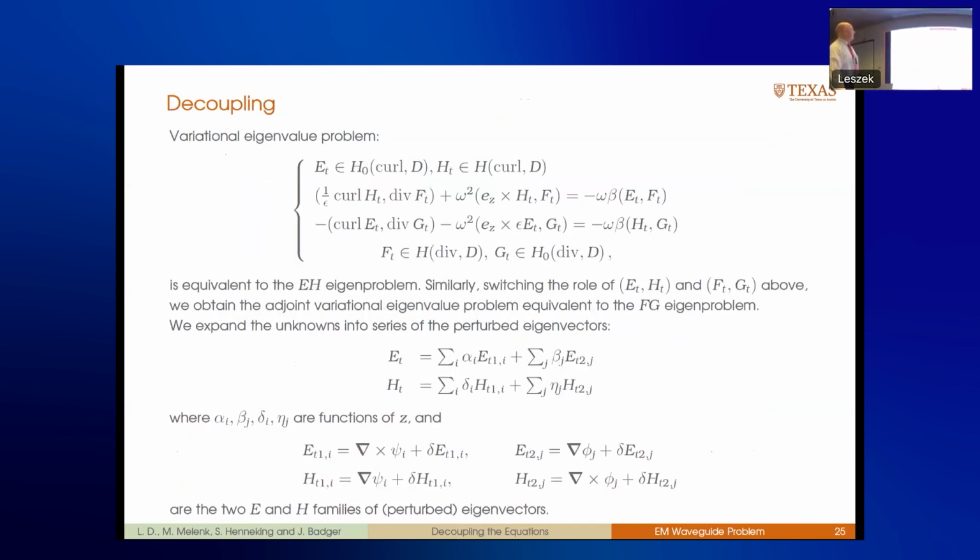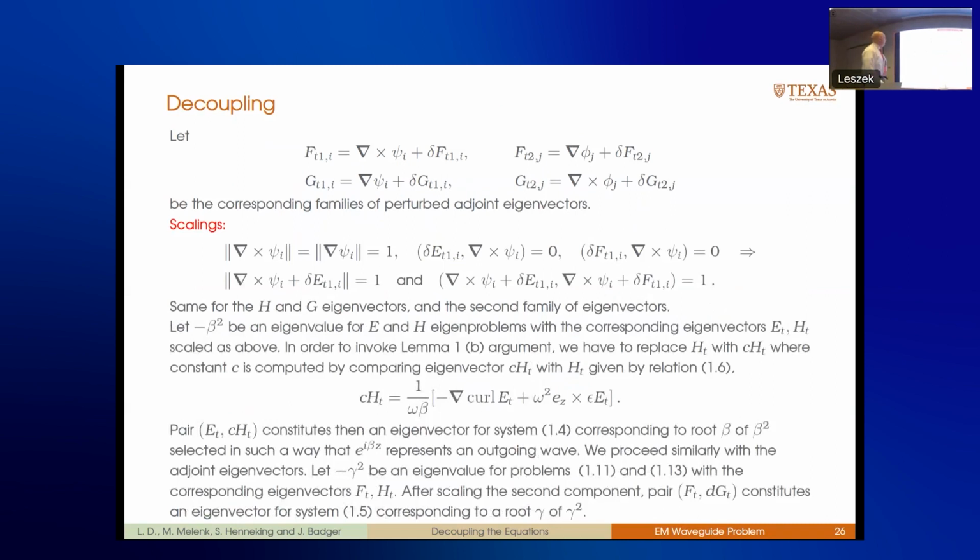And now comes the key point. This is the corresponding variation problem for the eigenvalue problem. These are the perturbations of ET and HT, right? We have computed them up to the linearized matrices. We choose particular scalings. This is an important detail that I don't have to go into in time.